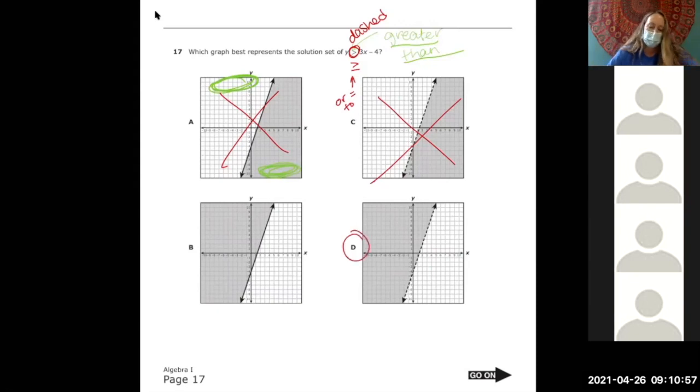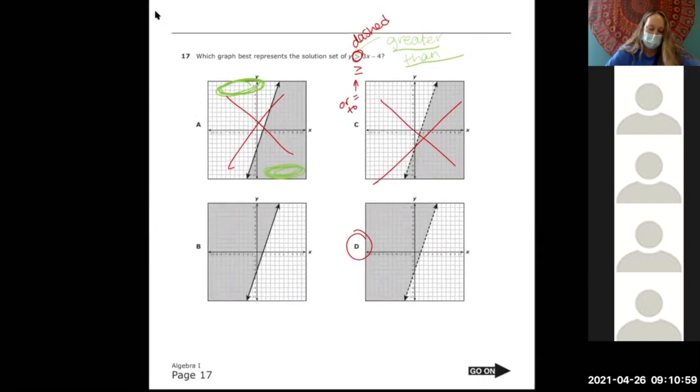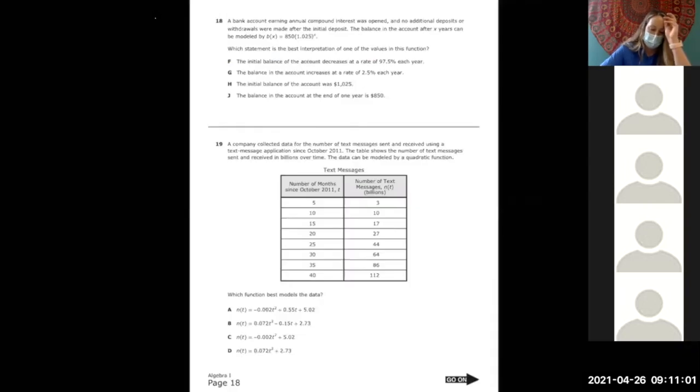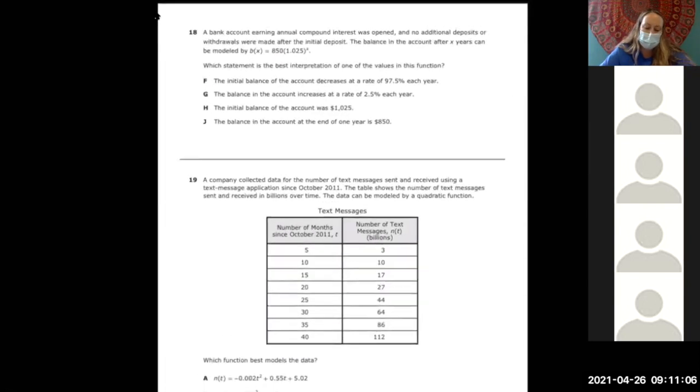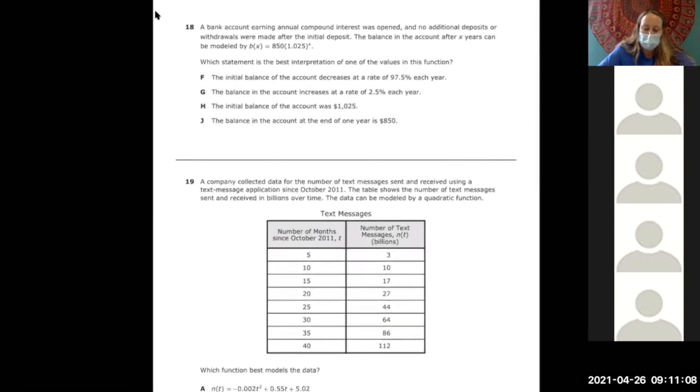Okay, let's move on to number 18. It says a bank account earning annual compound interest was opened, and no additional deposits or withdrawals were made after the initial deposit. The balance in the account after X years can be modeled by B of X equals 850 times 1.025 to the X power. Which statement is the best interpretation of one of the values in this function?